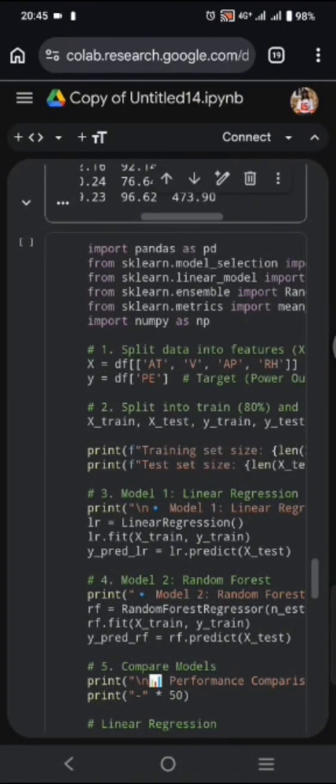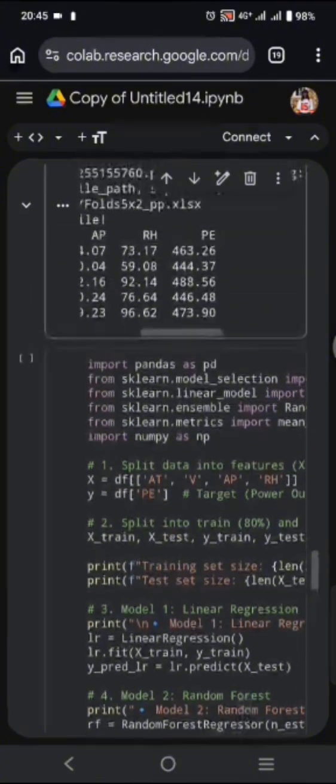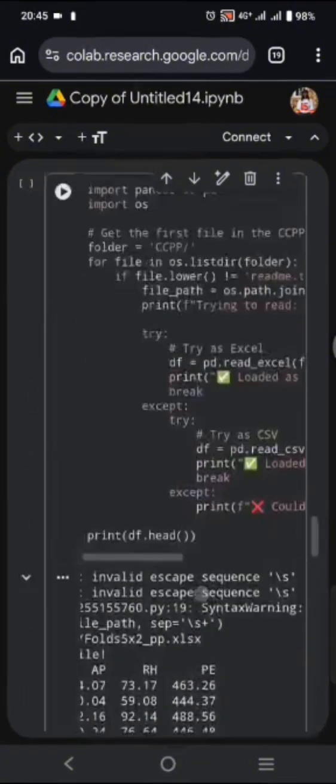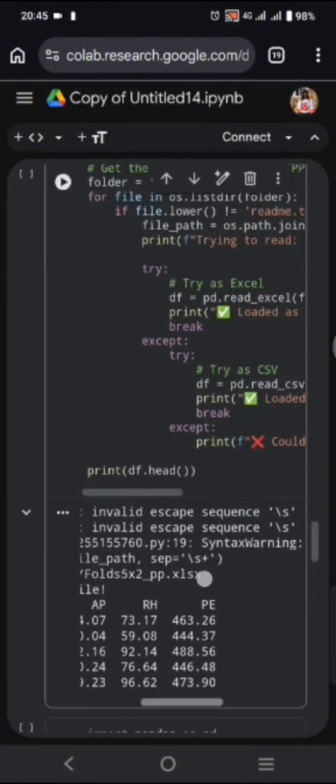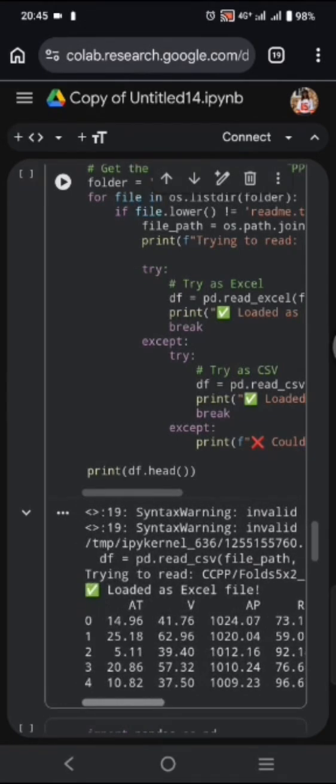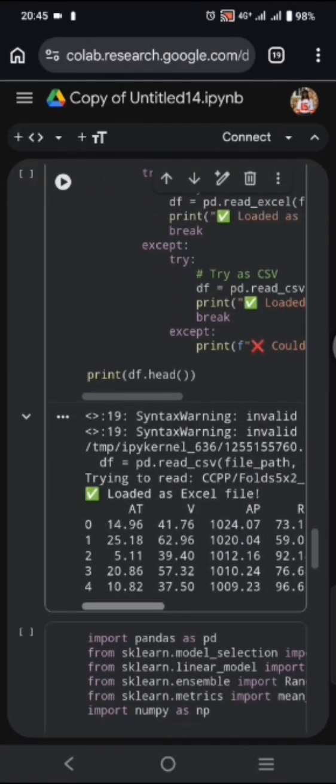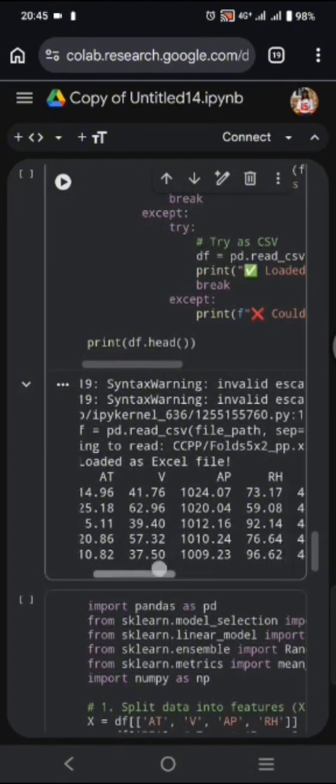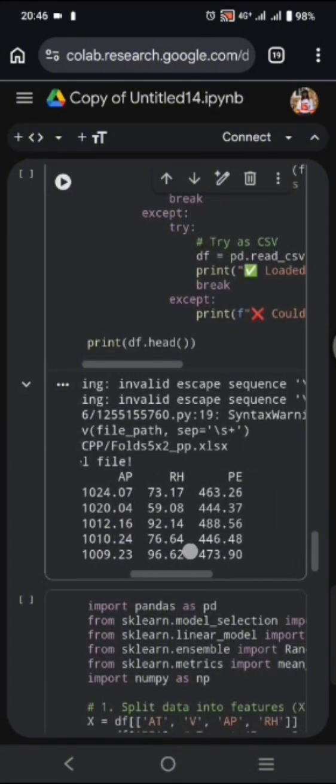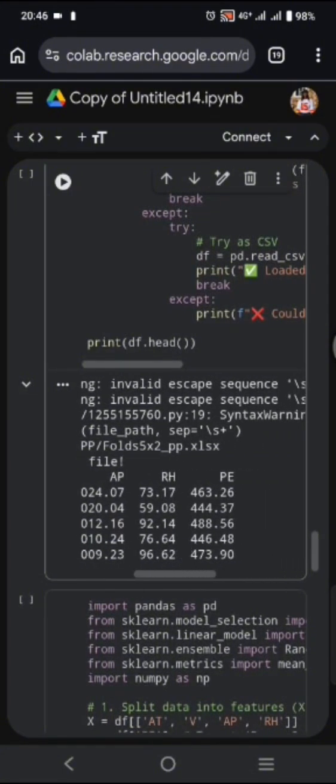For this project, I built a machine learning model to predict electrical energy output of a combined cycle power plant using environmental data. And over here was where I imported my data. You can see my data. I have my temperature, vacuum, pressure, relative humidity, and this is the power output. So we're using this data to predict.